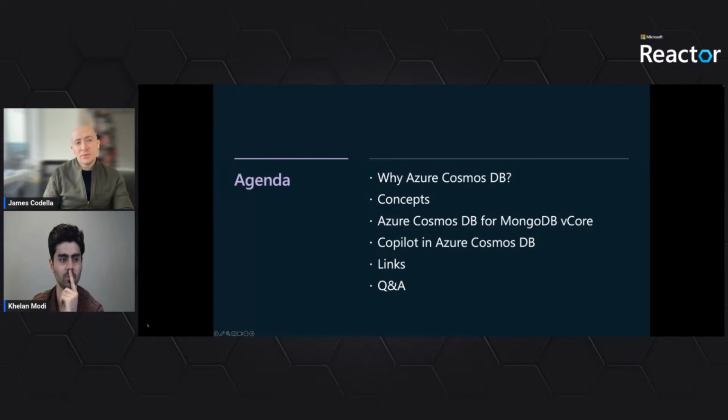Then we'll dig into Azure Cosmos DB for MongoDB vCore. What is it? What are the great features and how you can use it to power your large language models and AI applications. Then we'll show you a preview of our Copilot in Azure Cosmos DB. This is our brand new functionality for generating Cosmos DB NoSQL queries from your natural language questions about your data. We have some great links for you and some resources to get you started.